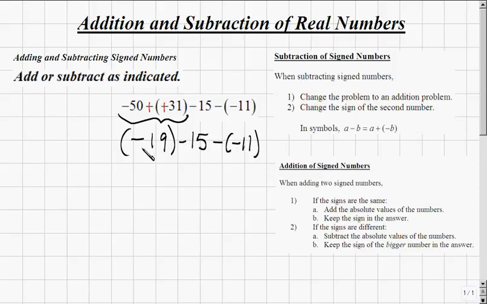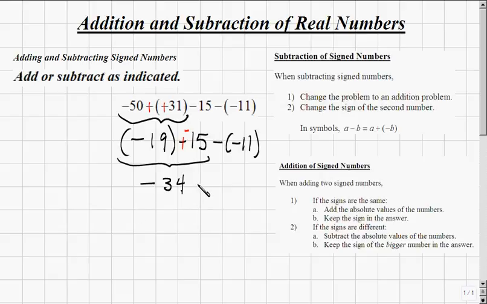So now dealing with negative 19 minus 15, let's change this again into adding a negative, so we'll change this to adding a negative 15, so we now have negative 19 plus negative 15. Since the signs are the same, when adding, we'll add their absolute values together and keep the sign in the answer. So 19 and 15 add up to 34. And since it was negative 19 plus negative 15, our result will be negative 34.